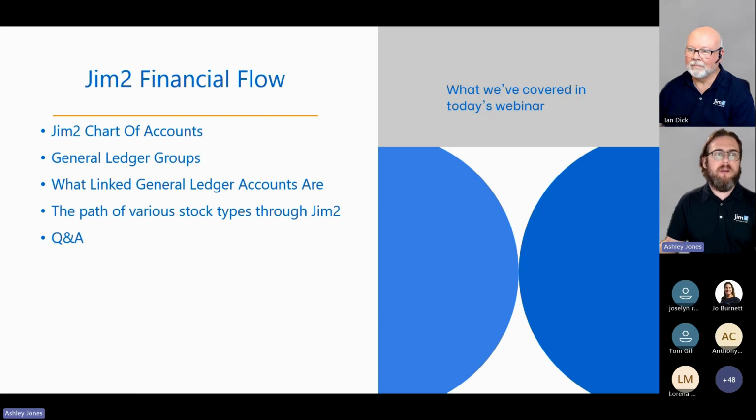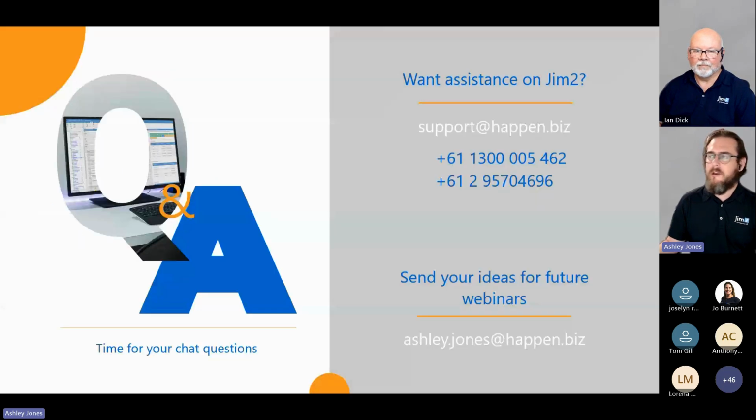Just to recap a little bit, today we covered general ledger groups, what linked accounts are, and the path of various stock types through Jim2.